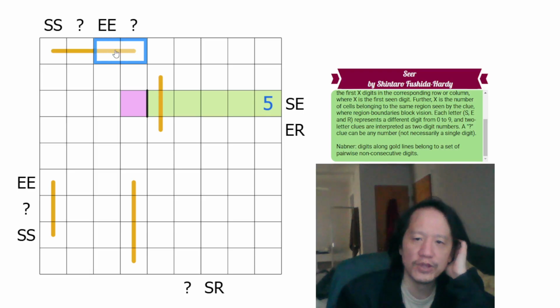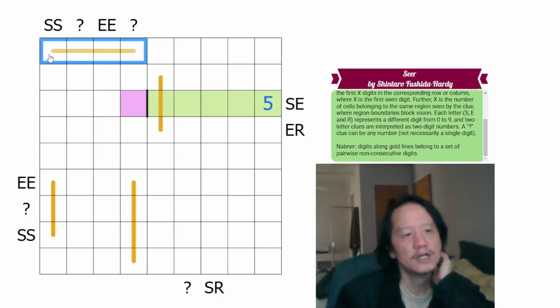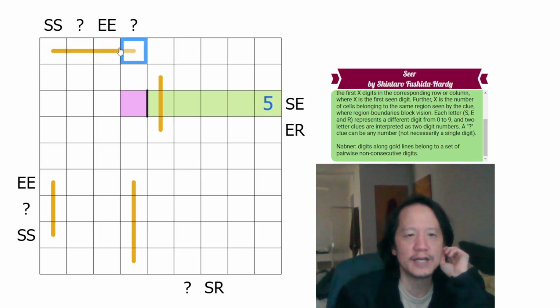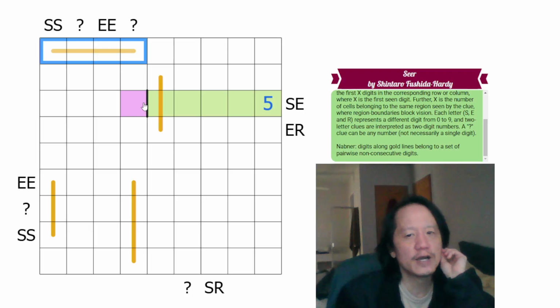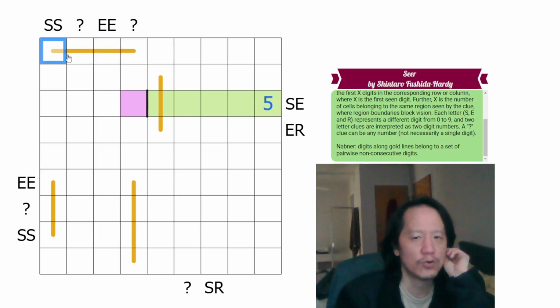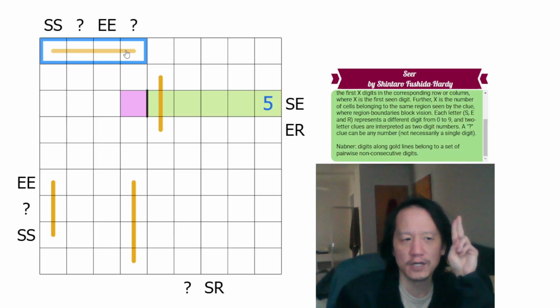Digits along a gold line belong to a set of pairwise non-consecutive digits. All that really means is that you can never have a digit on the Nabner line which is consecutive or repeats normally. Obviously, this is chaos construction, so you can't have repeats on any of these Nabner lines. Normally they say that, but since it's already included in the chaos construction rules, I guess that's why he didn't include that. So Nabner lines cannot have repeats normally, or consecutive digits.